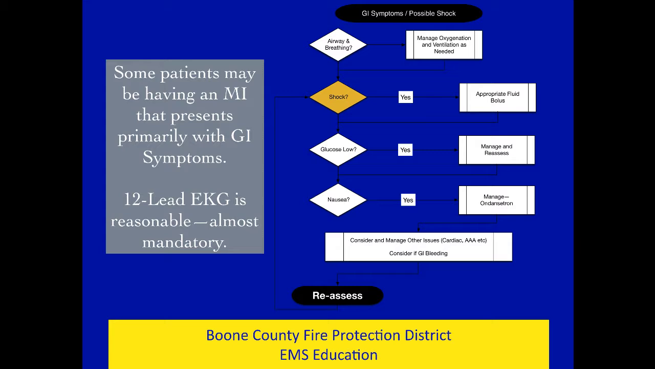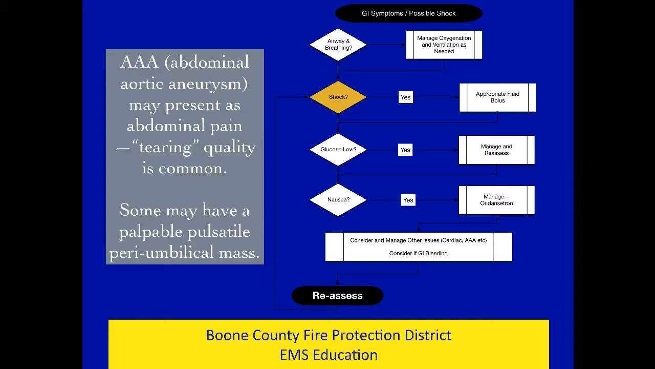12 lead is reasonable. I wouldn't say it's absolutely mandatory, but that would be for that young patient with no cardiac risk factors with clear nausea and vomiting for a known reason, but almost anybody else, get a 12 lead. It's quick, it's cheap, it's free, and it adds a lot of data potentially.